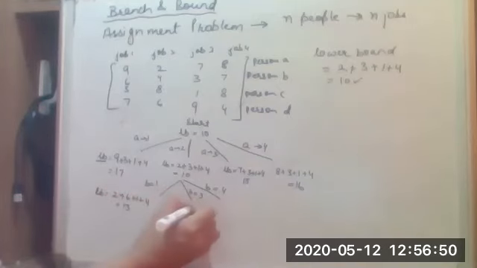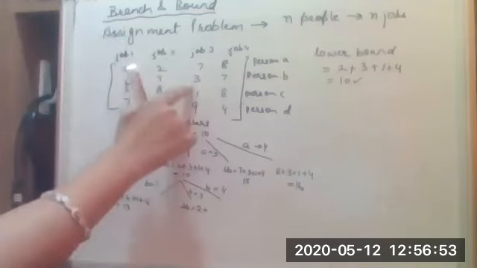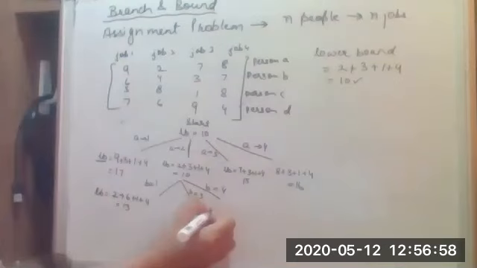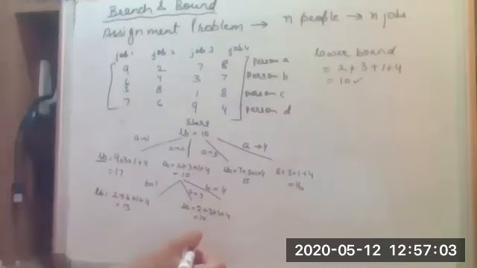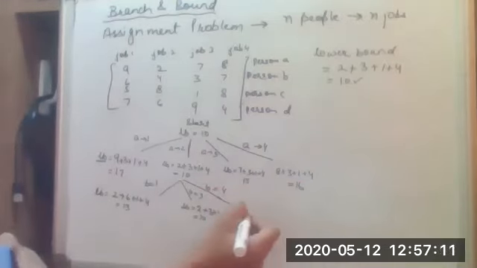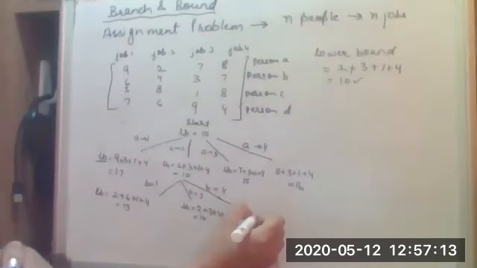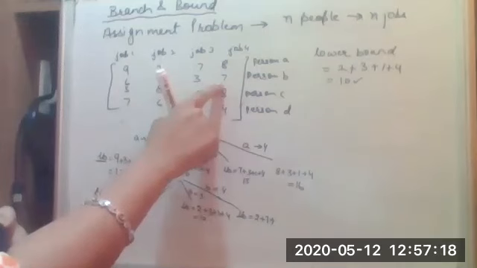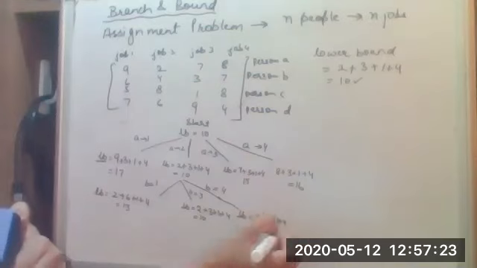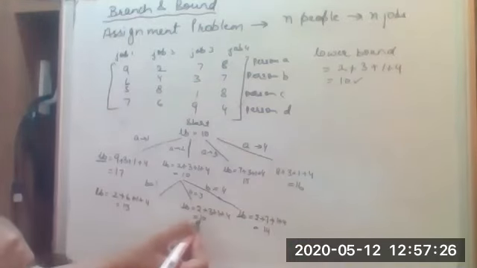In this case, lower bound is equal to 2 plus, we are taking the third job for the second person, person B. So it is 3 plus 1 plus 4. So this is equal to 10. Yes, 2 plus 3 plus 1 plus 4 equal to 10. So if B is equal to 4, in that case your lower bound is equal to 2 plus 7 because we are giving the fourth job. So 2 and 7 and then 1 plus 4. So this is also equal to 40. Now from this, this is the most promising one.